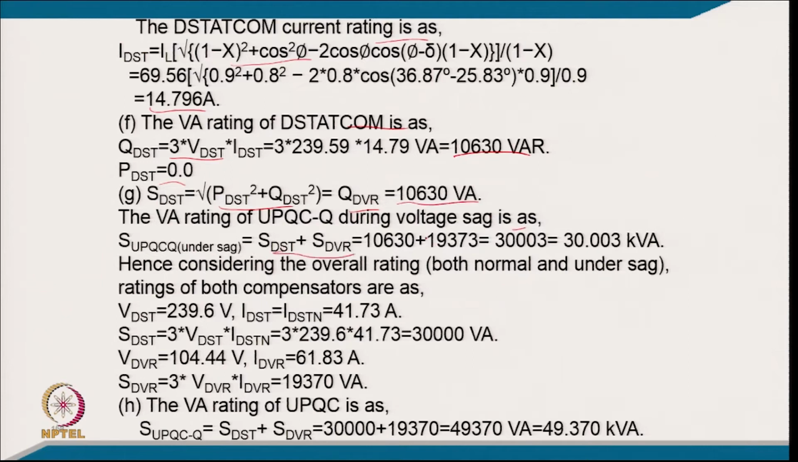condition. So, the sum of both comes to 10,630 plus 19,373, so it becomes 30 kVA, and hence considering the whole rating of both. So, we have a voltage rating of D-STATCOM 239.6, current rating 41.73. So, the D-STATCOM rating comes to 30 kVA, and the DVR voltage rating comes to 104.44 and current rating 61. So, the DVR rating comes to 19 point, and the total rating is the sum of both, it comes to 49.37 kVA.